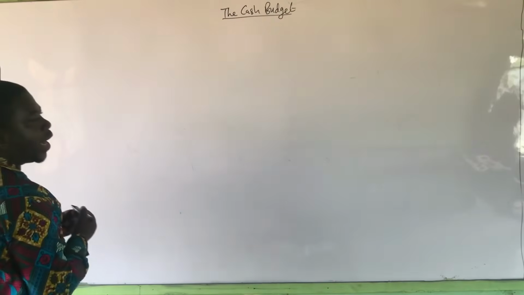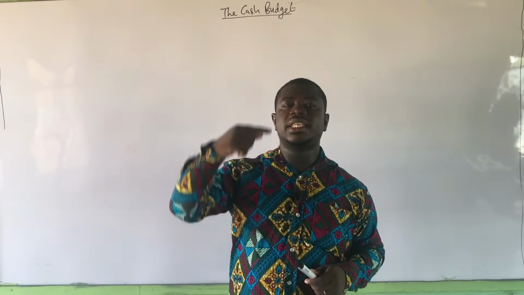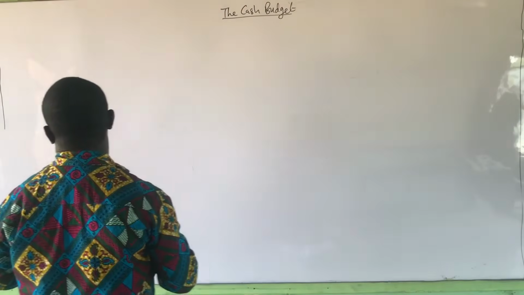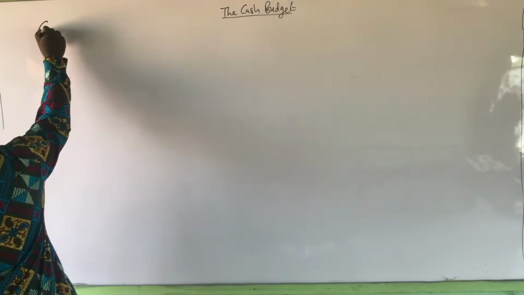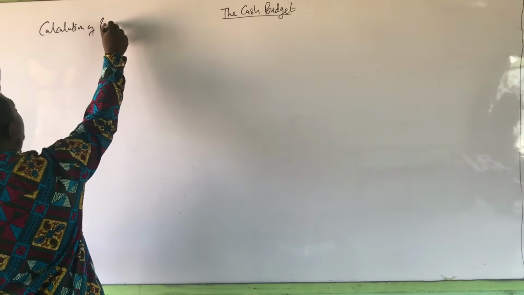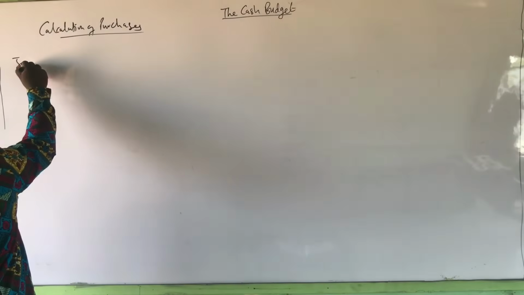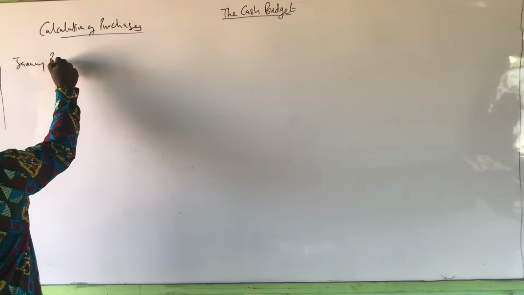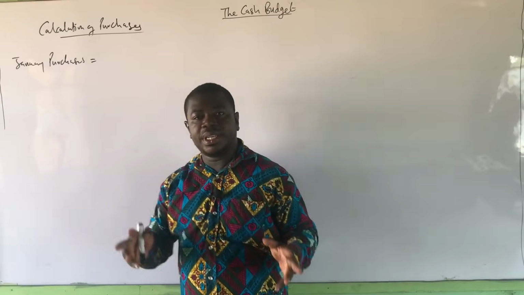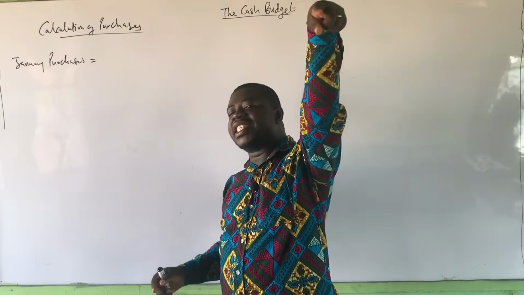So if you want to find the purchase figure for January, then it means that you are going to look at February's figure for sales. So calculation of purchases. January purchases. Now, purchases for January is going to be derived from the sales of February.